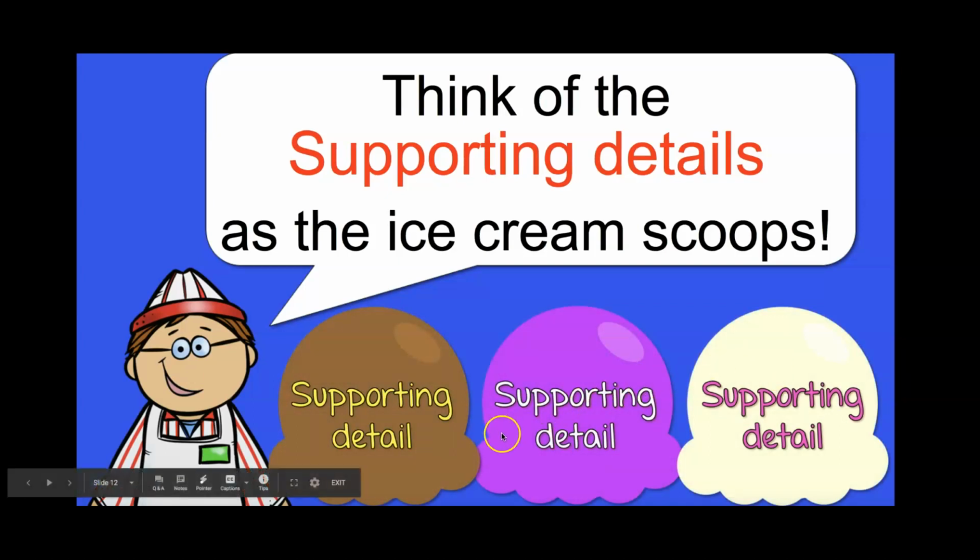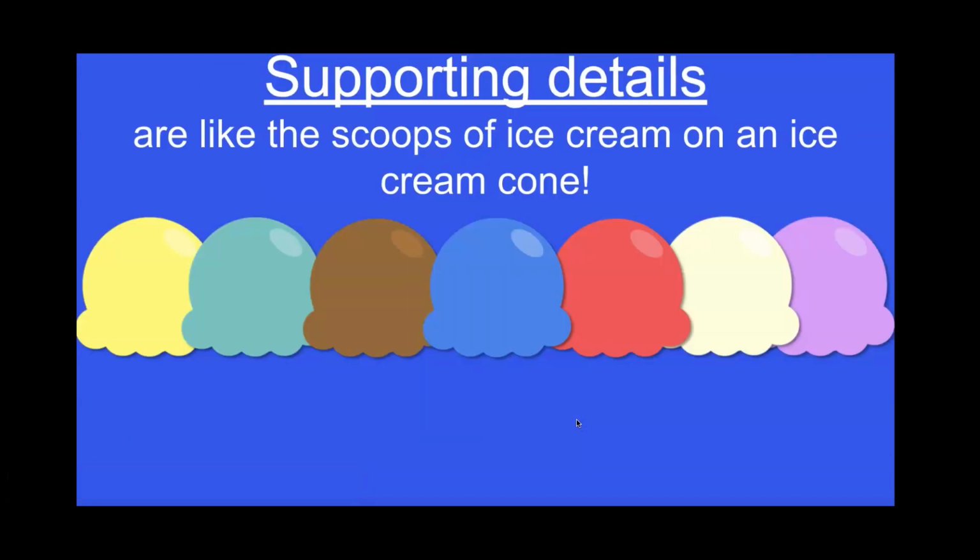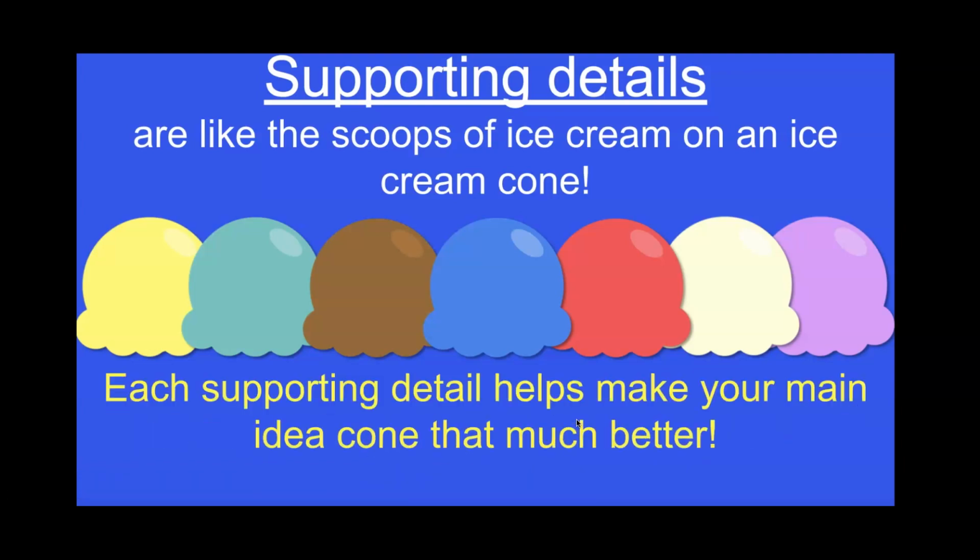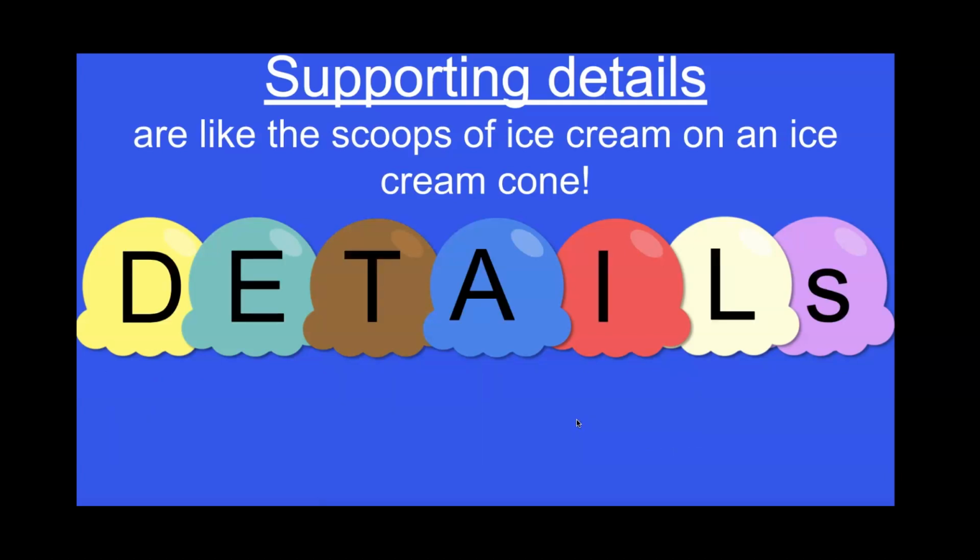So your ice cream scoops could be supporting detail, supporting detail, supporting detail. So if I had 3 ice cream scoops on my ice cream cone, whatever my main idea was, I would have 3 different details that supported my main idea. So supporting details, they are like the scoops of ice cream on an ice cream cone. Each supporting detail helps make your main idea cone that much better, right? You're proving something. And so that's why with ice cream scoops, they call it details.